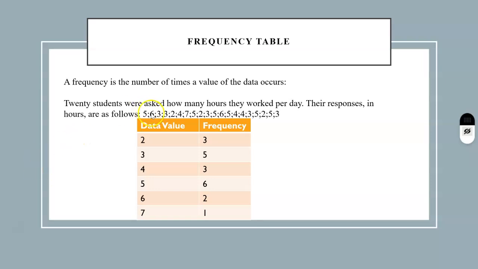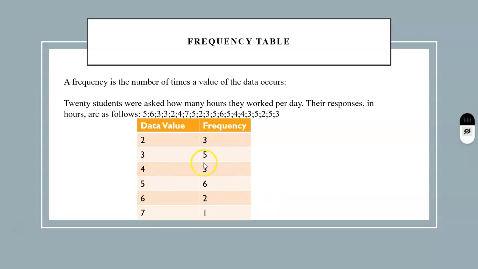You can see the data values are repeated. So we will write the values here, and how many times each is repeated, we will write here. How many times it's repeated is your frequency. That means there are 3 students who worked for 2 hours, 5 students who worked for 3 hours, and 3 students who worked for 4 hours.